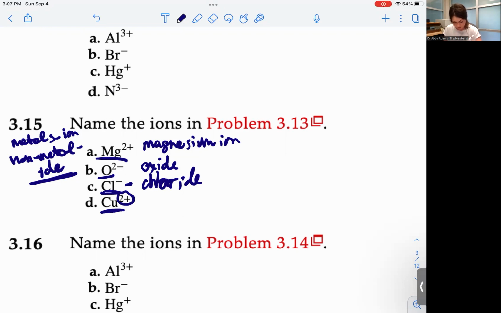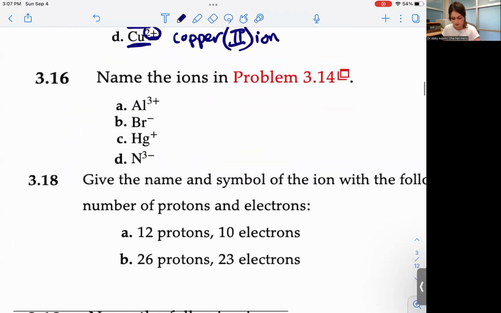For copper, we have this cation. What are we going to write? It's a metal, so we're going to write out the word copper, the element. We know that we have different rearrangements of electrons here. We're going to have a positive 2 charge, so we're going to put 2, and we're going to write ion. That's it. Those are kind of fun, right?